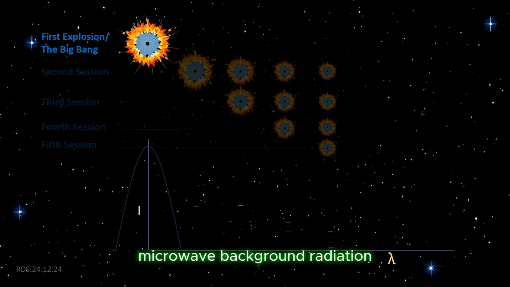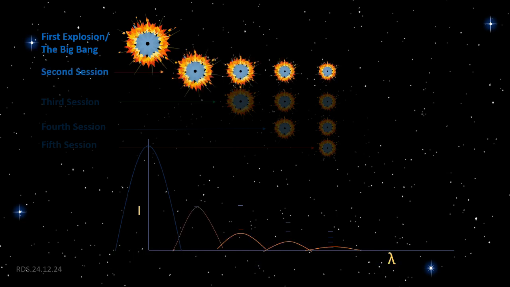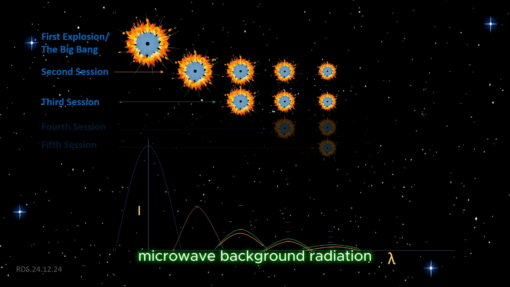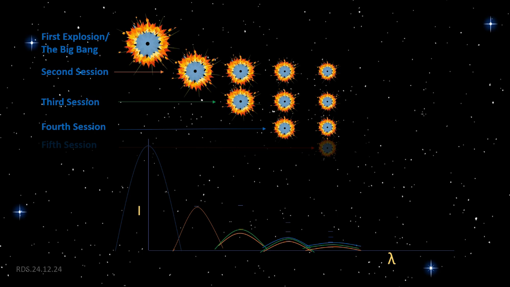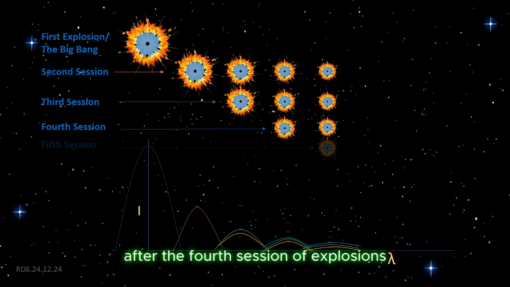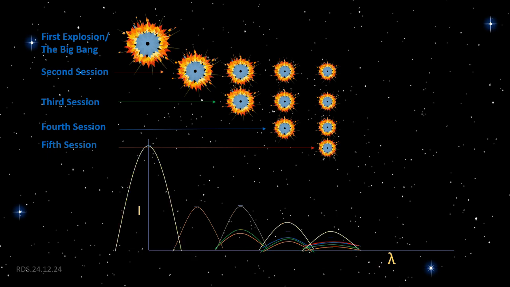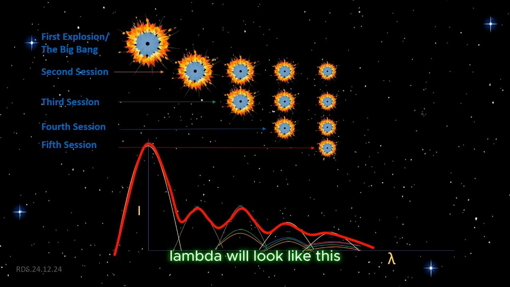Microwave background radiation after the first explosion or the Big Bang. Microwave background radiation after the second session of explosions. Microwave background radiation after the third session of explosions. Microwave background radiation after the fourth session of explosions. Microwave background radiation after the fifth session of explosions. If the radiation is added up, it is estimated that the intensity lambda will look like this.